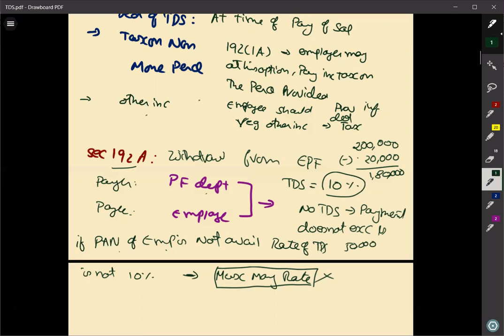Again, let me quickly summarize 192A. The employee has resigned and has made an application for withdrawal of the provident fund money. So the PF department is paying the money to the employee. At the time of payment, if the payment exceeds 50,000, the provident fund department has to deduct TDS of 10%. If the payment does not exceed 50,000, no TDS is required. If the PAN number of the employee is not there, it's not 10%, it is a much higher rate, which is our maximum marginal rate. That's section 192A.